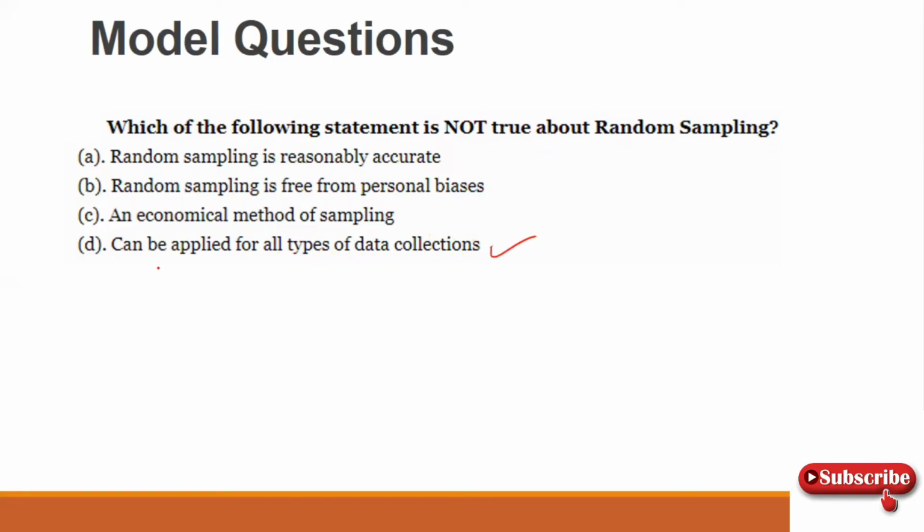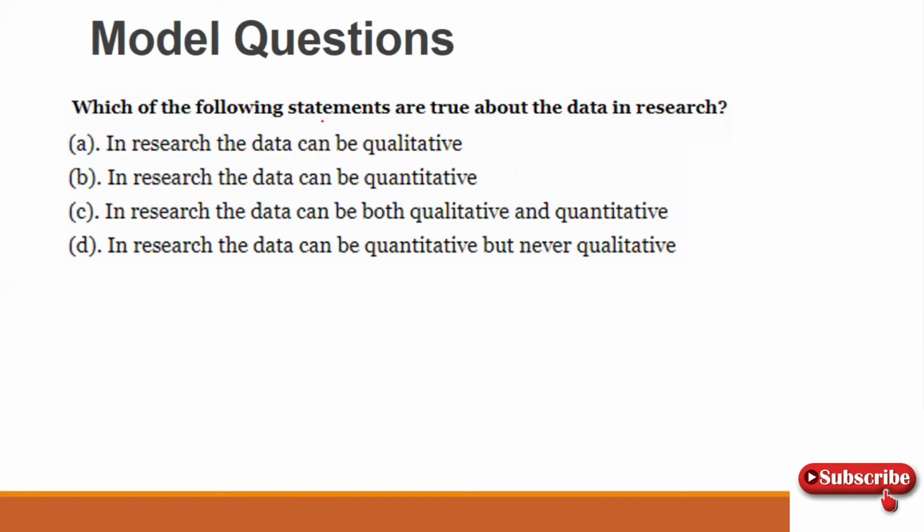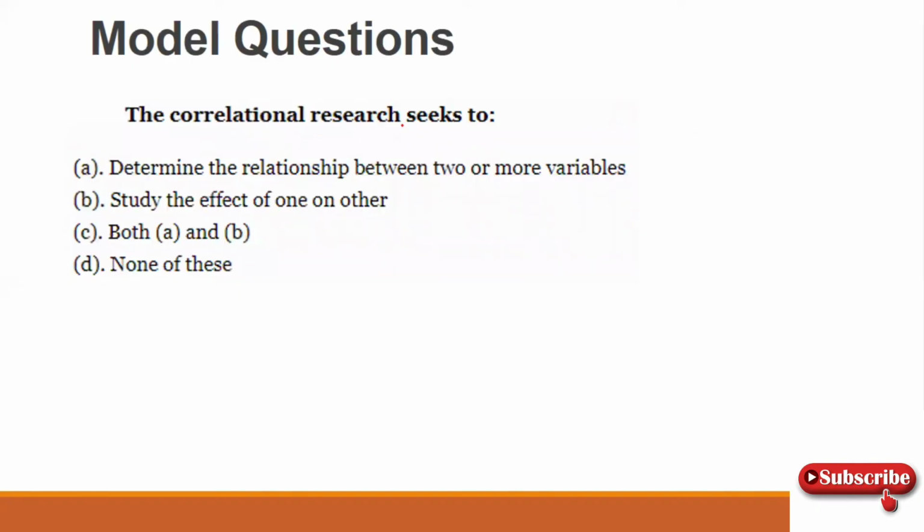Not true means this is not true. Okay, cannot be applied. So can be applied for all types of data collection is the wrong statement with regard to random sampling. Which of the following statements are true about data in research? Here the answer is, in research the data can be both qualitative and quantitative. Then the correlation research seeks to determine the relationship between two or more variables and study the effect of one on another. So answer is both A and B.